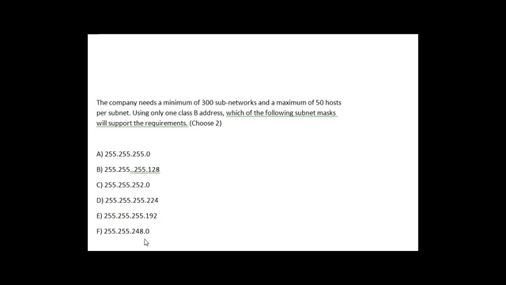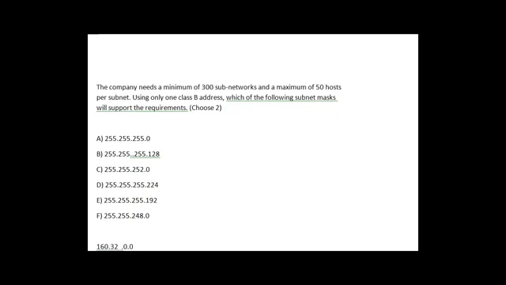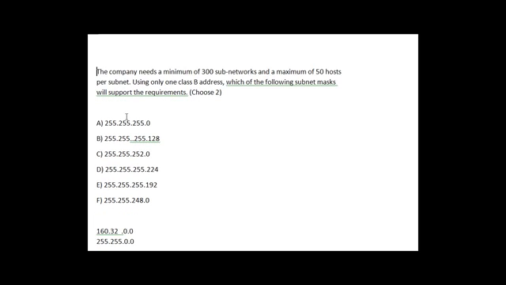Okay, it's a little bit of a tricky question, but I'm going to show you basically how you can approach this question and get the correct answer. First of all, we're going to start with what it says here: one Class B address, right? So I've got here, let's say 160, which is in the Class B range. The Class B range is 128 to 191, basically. So 160 is in the middle of the Class B range, and let's say 160.32. That's our starting address. Let's say we own that.